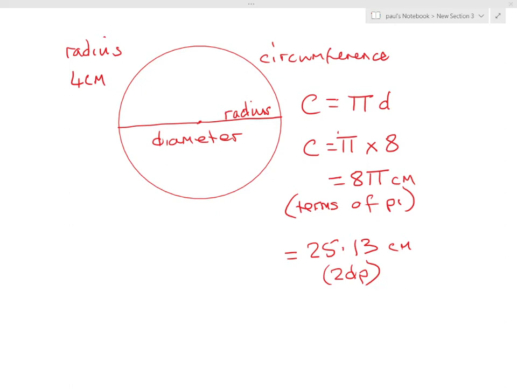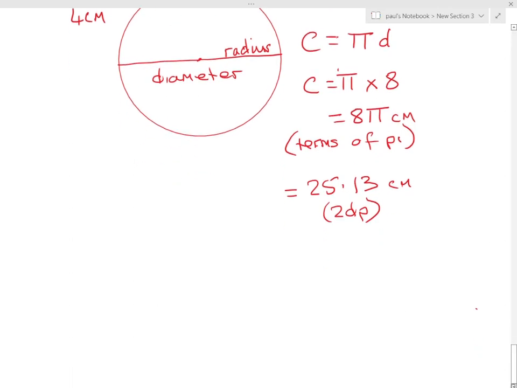Now, the next bit we did, we looked at the circumference of perhaps a semicircle. Not very good semicircle. Now this is now called the perimeter, because we've got a straight line as well.